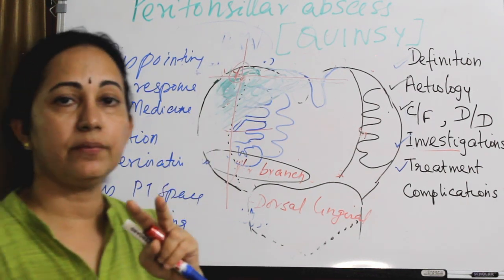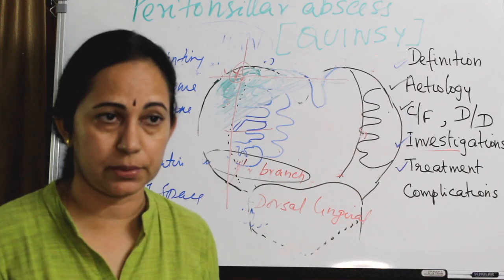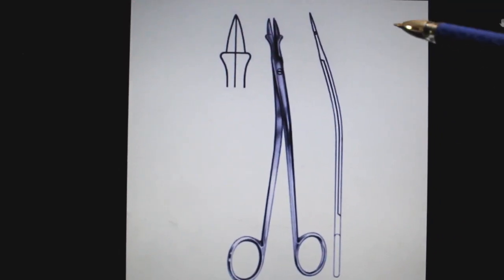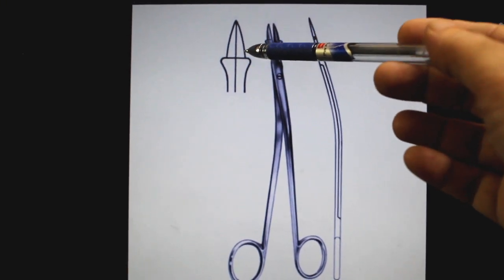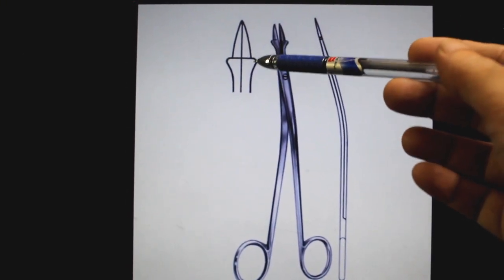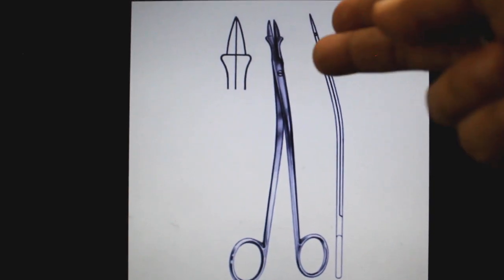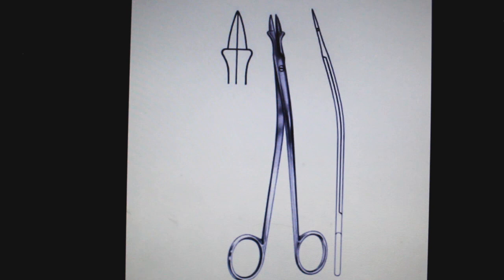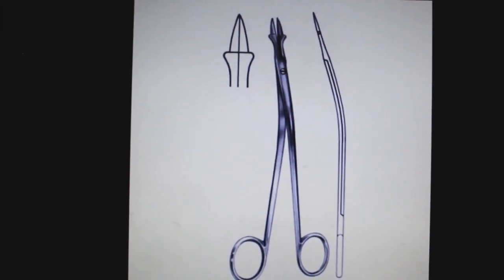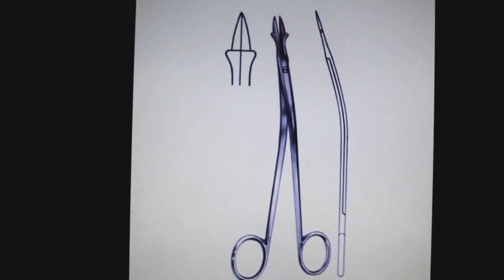Okay, usually we use Quinsy forceps. Picture of Thelenius Quinsy draining forceps. You can see, note the tip of the forceps. There is a guard so that you will not push deep into the tissue. So extra injury of the tissue will not happen. With this, we do the incision and drainage of Quinsy.